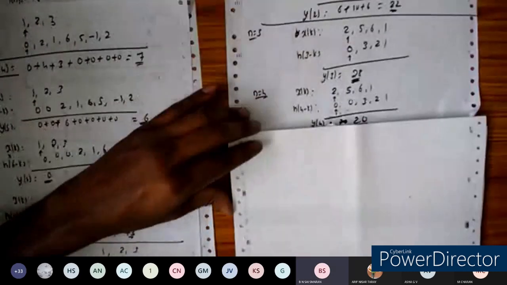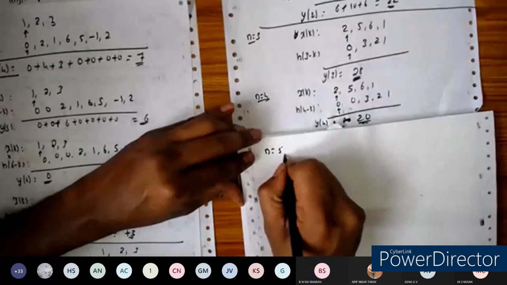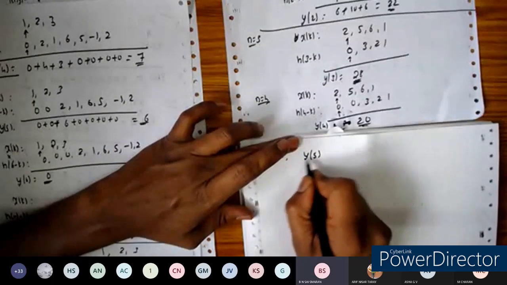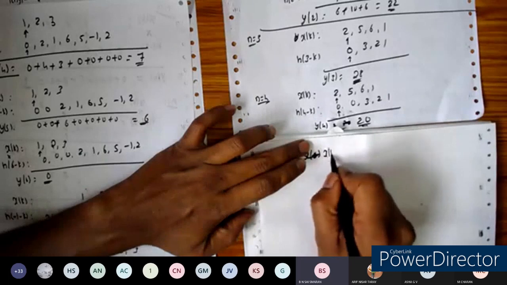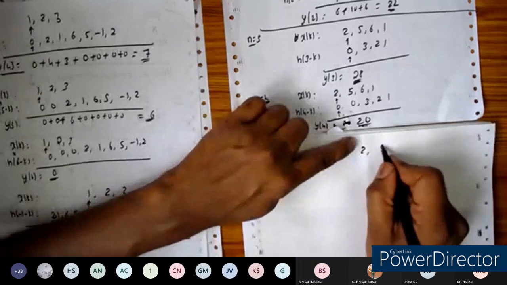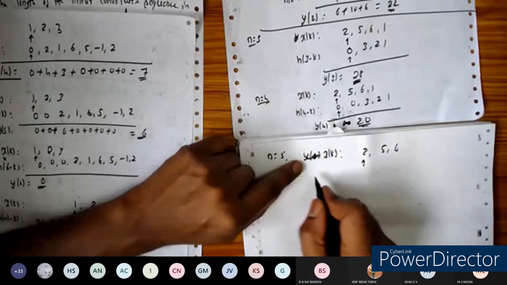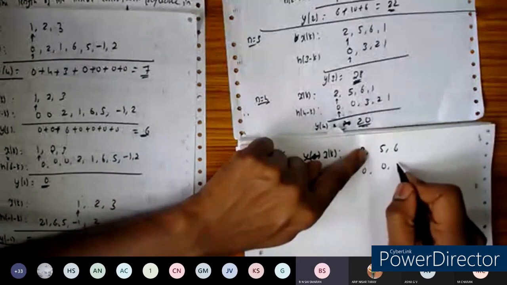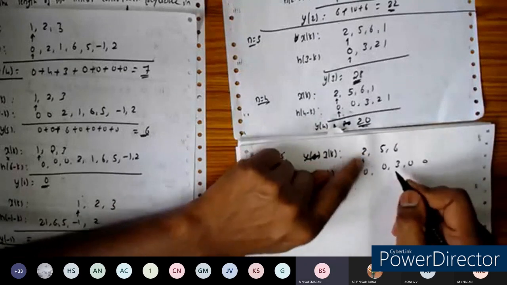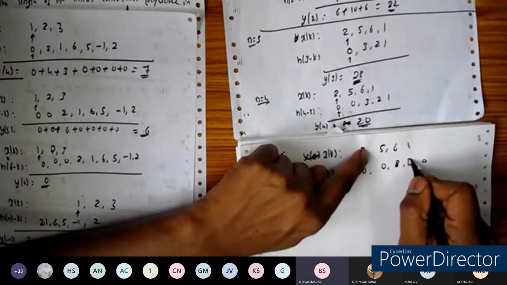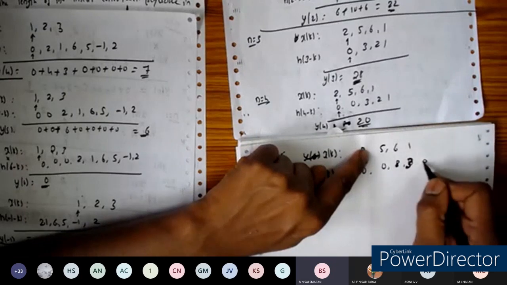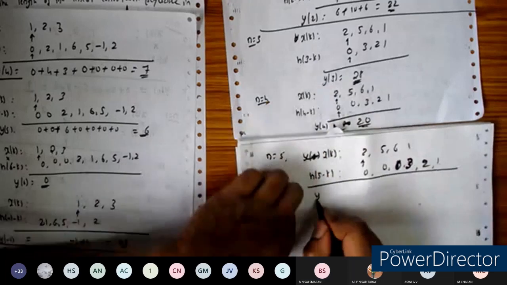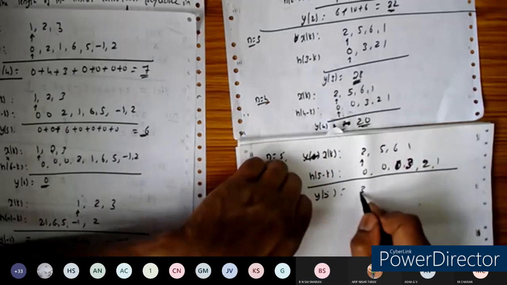Next, let us substitute n is equal to 5. So how much is the answer? 3. Very good. So x of k is equal to the 2, 5, 6, 1, and h of 5 minus k will be 0, 0, 5, 6, 1. So this is y of 5, which will become equal to 3.